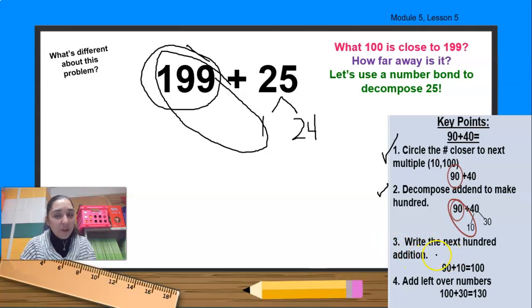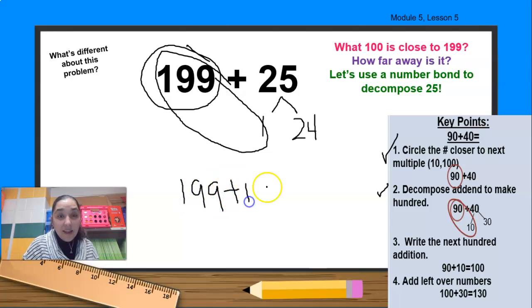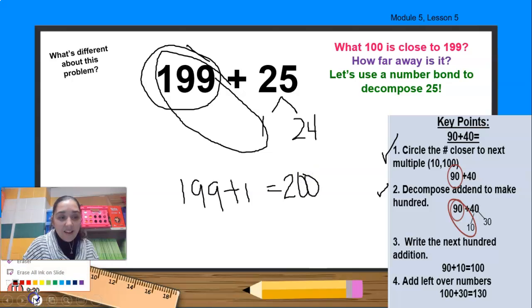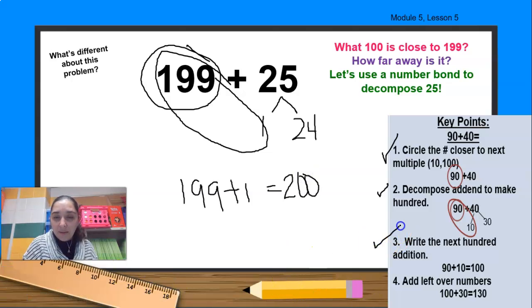Let's write key point number 3. Write the next 100 addition. So we write 199 plus 1 equals 200. Now key point number 3 is done. Key point number 4, add the leftover numbers.